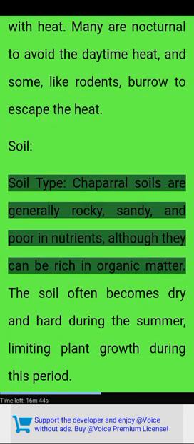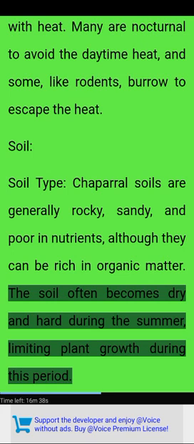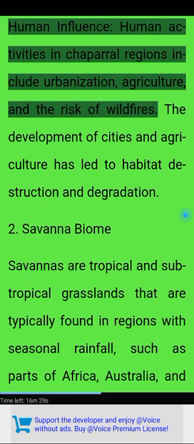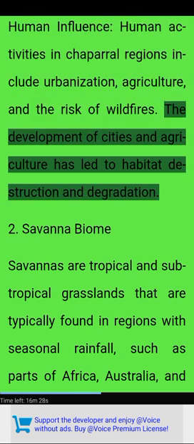Soil. Soil type. Chaparral soils are generally rocky, sandy, and poor in nutrients, although they can be rich in organic matter. The soil often becomes dry and hard during the summer, limiting plant growth during this period. Human influence. Human activities in chaparral regions include urbanization, agriculture, and the risk of wildfires. The development of cities and agriculture has led to habitat destruction and degradation.